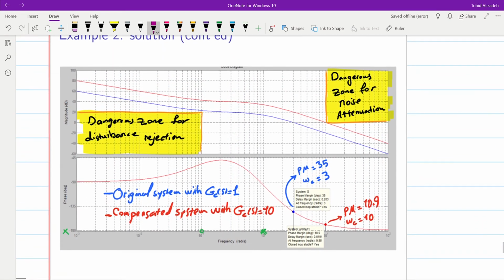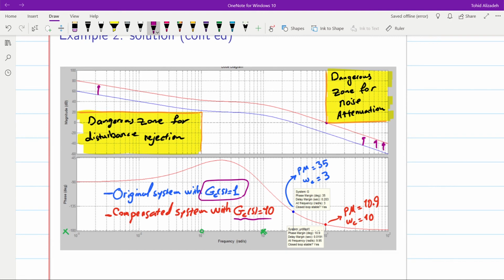Here you can see how the Bode diagram for the two cases would be. The one in blue is the original system with GC equal to 1. The one in red is the compensated system with GC equal to 10. In terms of the phase, they are the same because with that controller, we don't change the phase of the system. In terms of the amplitude, you can see that for the whole range of frequencies, the amplitude plot has moved by 10 or 20 decibels upwards.